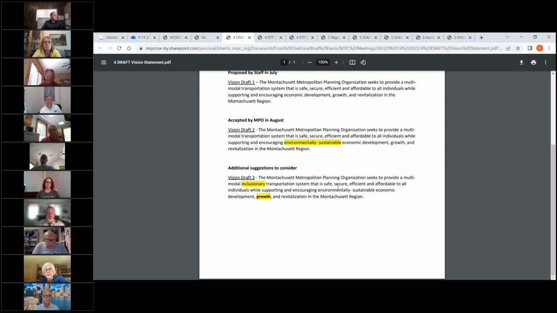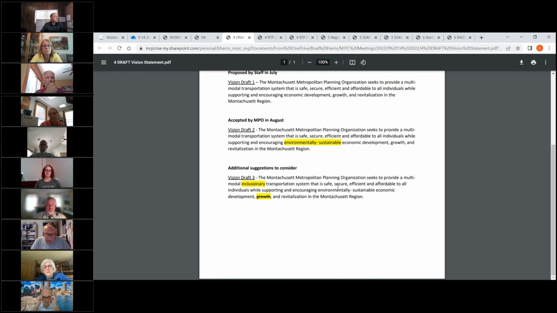Okay, maybe there's an adjective there then that we could use. A system development of the system. You're going to expand the system. We're assuming the system will always be expanded. Is that what we assume, or? Well, you might say sustainable economic development, comma, systematic growth and revitalization.